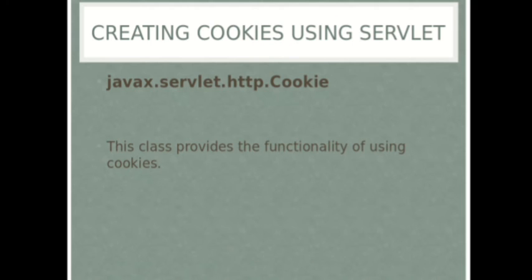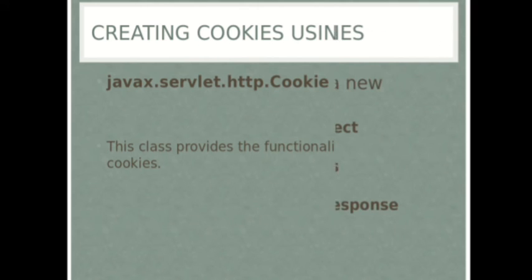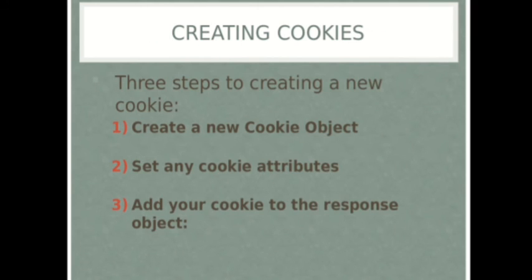Then, how to create a cookie. For this, the javax.servlet.http.Cookie package needs to be imported. There are basically three steps for creating a cookie. First, create a new cookie object. Second, set any cookie attributes. Third, add your cookie to the response object. So create a cookie object by using the constructor.